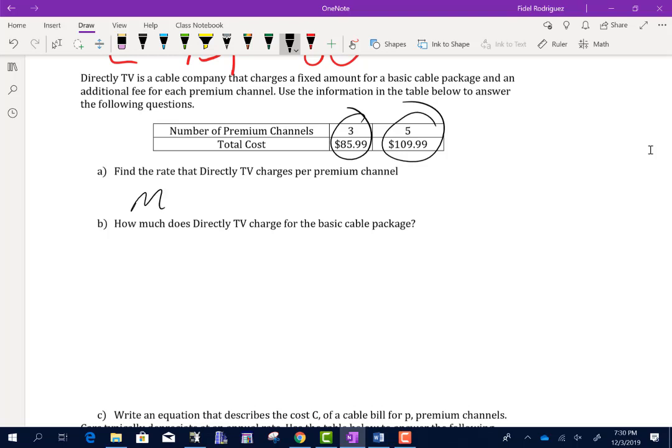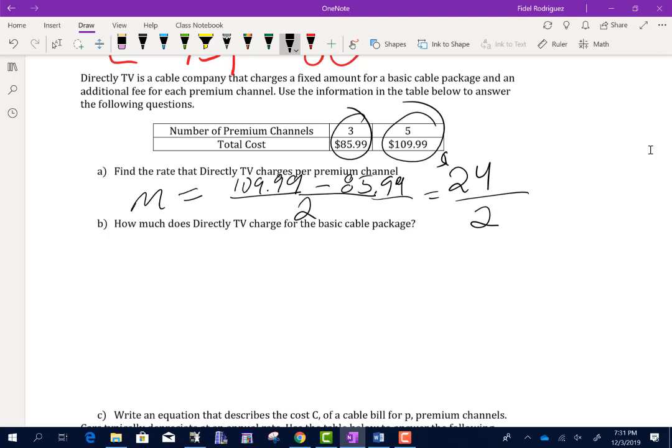Okay, so let's figure out how much they're charging me per premium channel. Okay, so guys, remember the first thing I'm going to do is I'm going to take the difference between those two numbers. $109.99 minus $85.99. How many extra channels did we get? 2 extra channels, right? Because we took the difference, 5 minus 3. Okay. All right, guys, anybody know what's $109.99 minus $85.99? $24, okay. $24. So how much are they charging us per premium channel? $12 per channel, right?